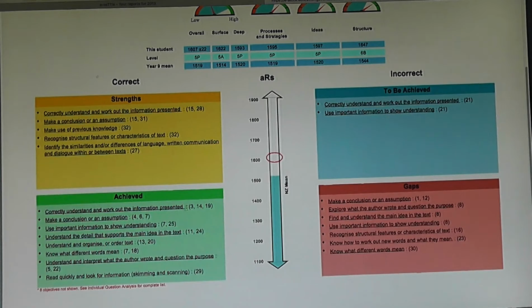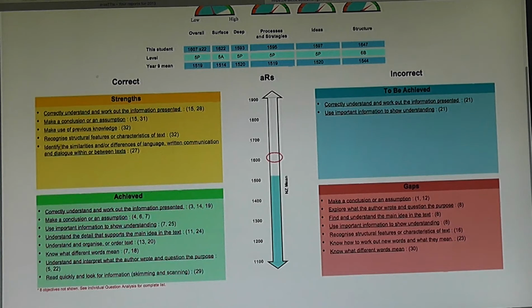And clearly they've actually got good evidence that they can correctly understand and work out from information presented. What's the evidence? That's these 3 little numbers in brackets, because they're the actual specific question numbers that she's got correct, which is addressing that particular indicator. Same for here. Make a conclusion or assumption. 3 numbers in brackets afterwards tell us that there's good evidence that she can do those things.